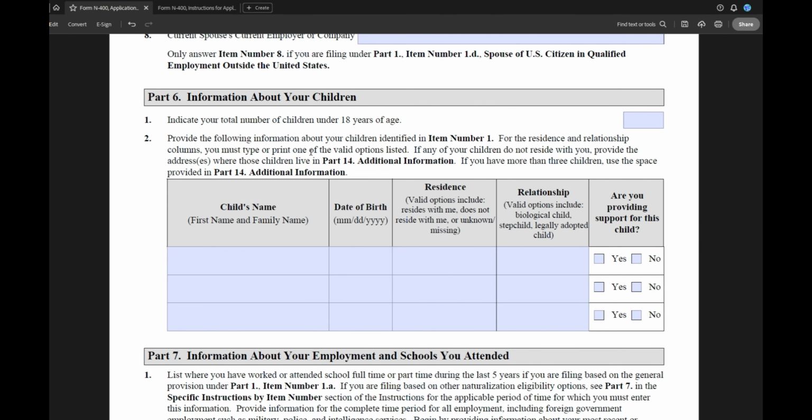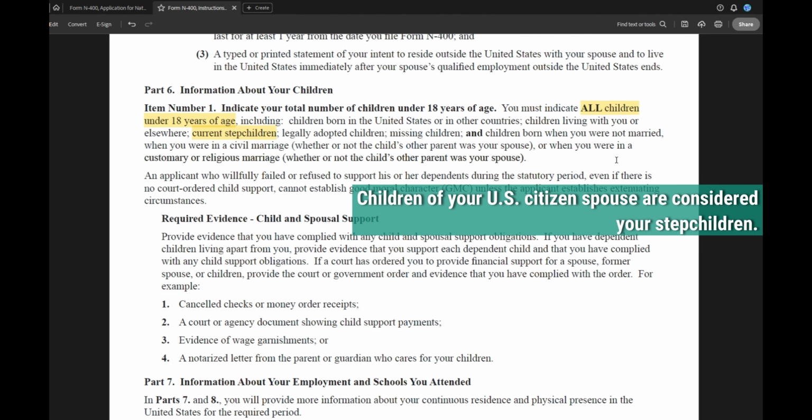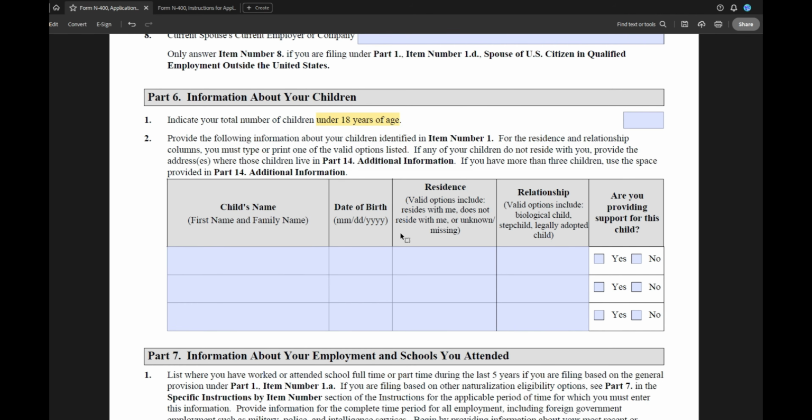Moving on to part 6, here you will need to provide information on all of your children who are under the age of 18, whether they were born inside or outside the United States, regardless of where they live. Any stepchildren as well must be included. Any children that are missing, children born out of wedlock. You will need to provide their name, date of birth, where they reside, their relationship to you, and are you providing support for this child?